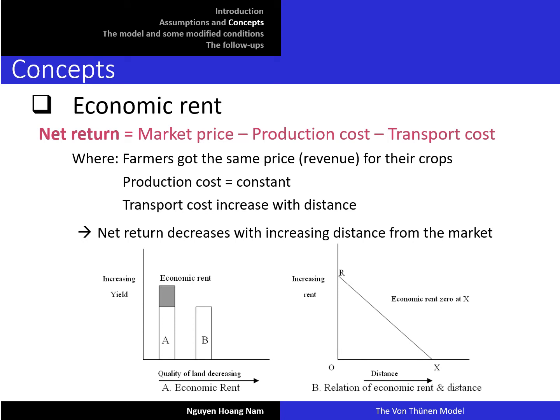Okay, before we go into detail, we have to recall some concepts of the model. Firstly, economic rent. We already mentioned about this.